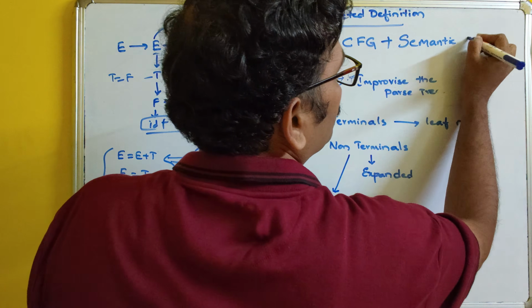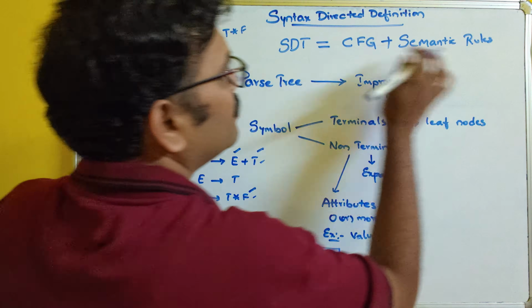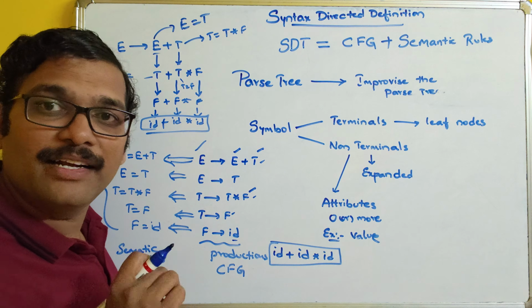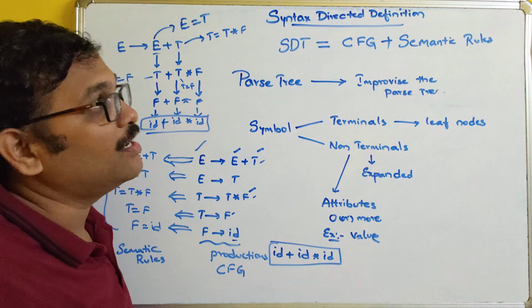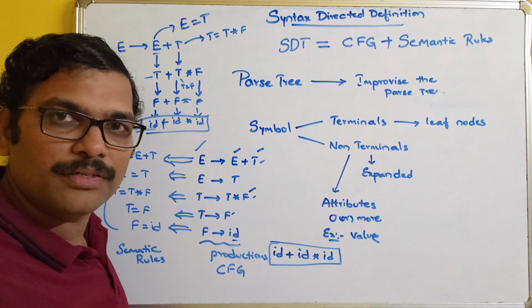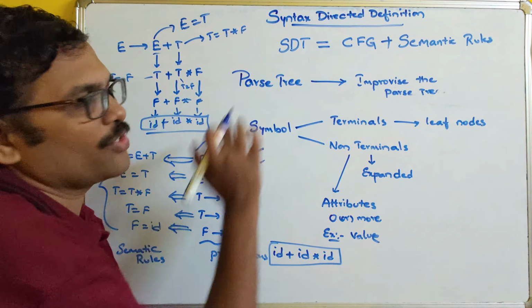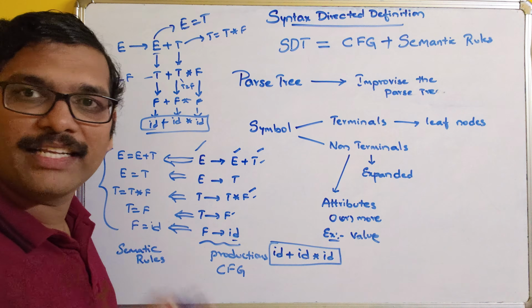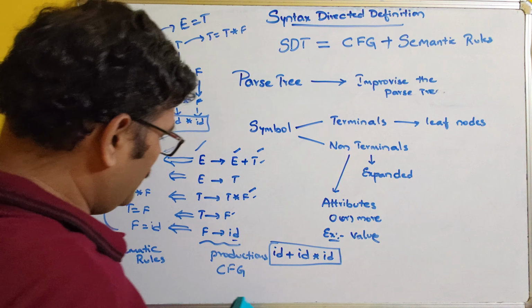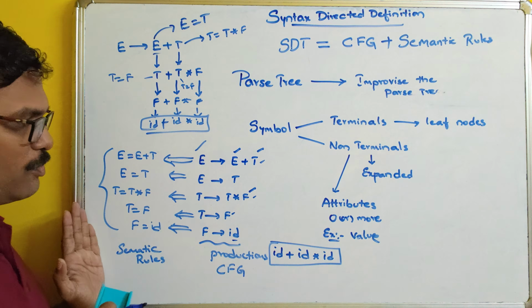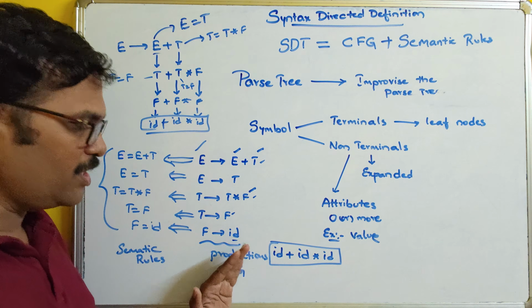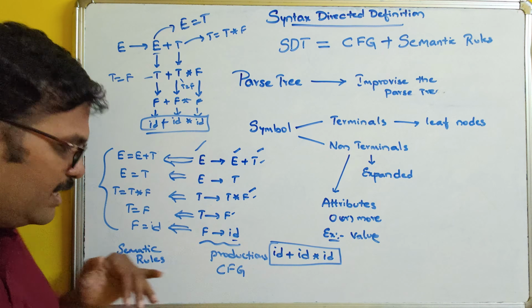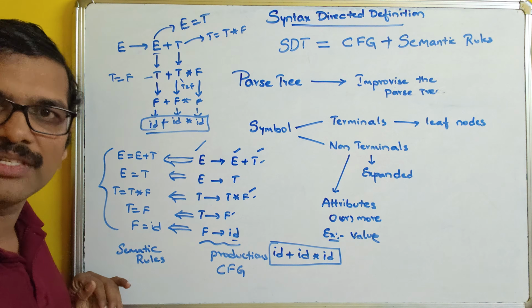Semantic rules. This is called an SDD, syntax directed definition, or syntax directed translation. Hope you understood this one, right? So these are the productions. We call these productions and these semantic rules.